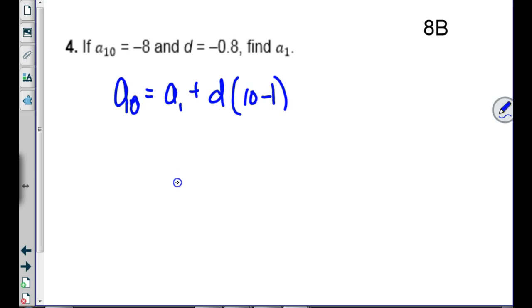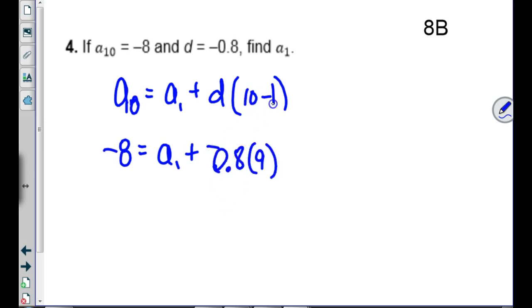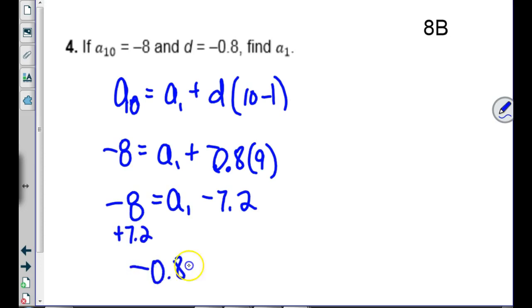So what can I put in here? Equals whatever that first term was plus negative 0.8 times 9. 10 minus 1 is 9. So I think this is negative 7.2. So if I add 7.2 over here, I get negative 0.8 again. Did I do that right? Okay.